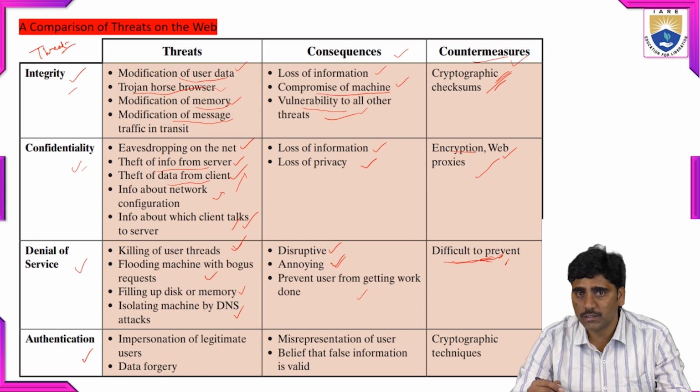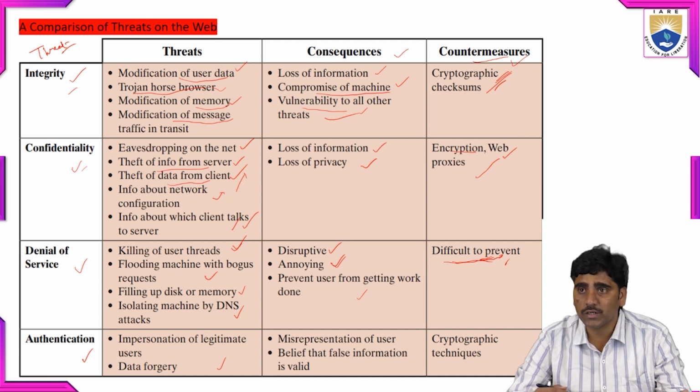Authentication threat. So impersonation of legitimate users and data forgery. So with impersonation, users are unwantedly made to behave like other users, and data is going to be forged.